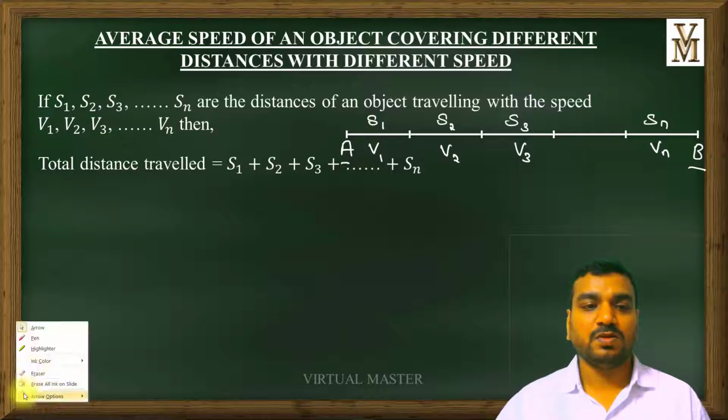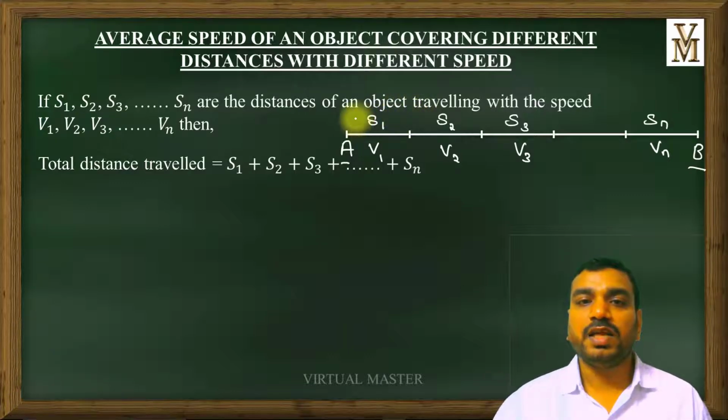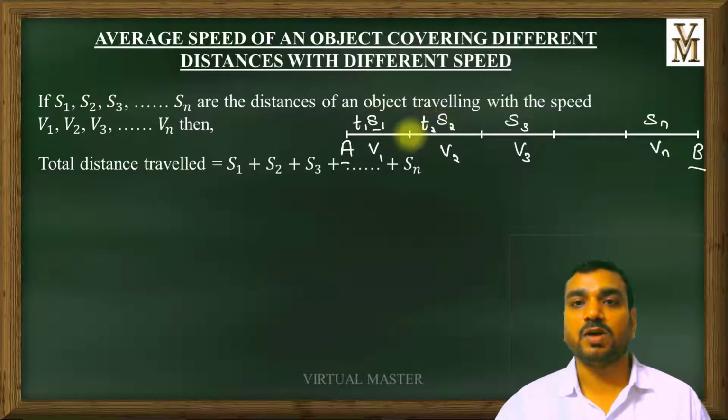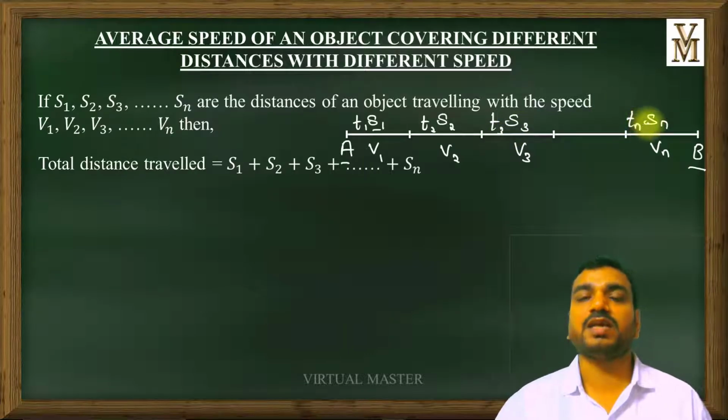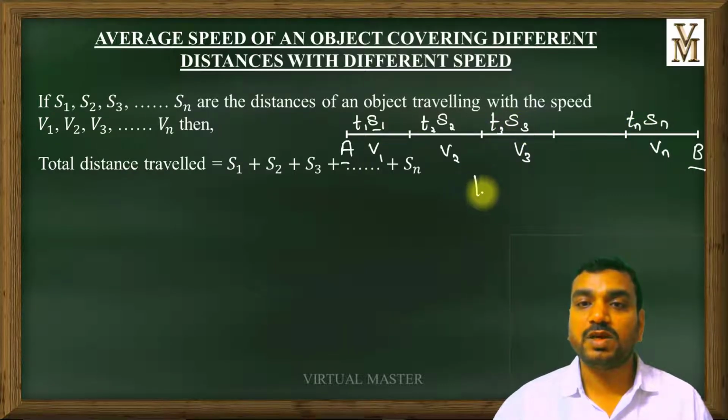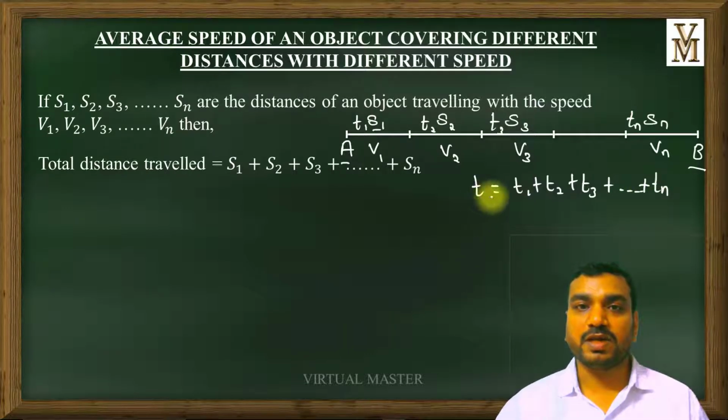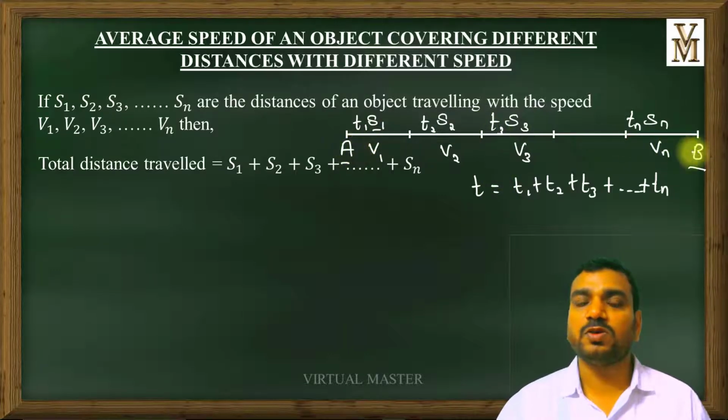Now let us assume that t1 is the time taken by the object to cover the distance s1. Similarly, t2 is the time taken by the object to cover the distance s2, and t3 is the time taken by an object to cover the distance s3. Similarly, tn is the time taken by an object to cover the distance sn. Now the total time taken, t, will be equal to t1 plus t2 plus t3 plus dash dash dash up to tn. This is the total time taken by an object to cover the distance from point A to point B.